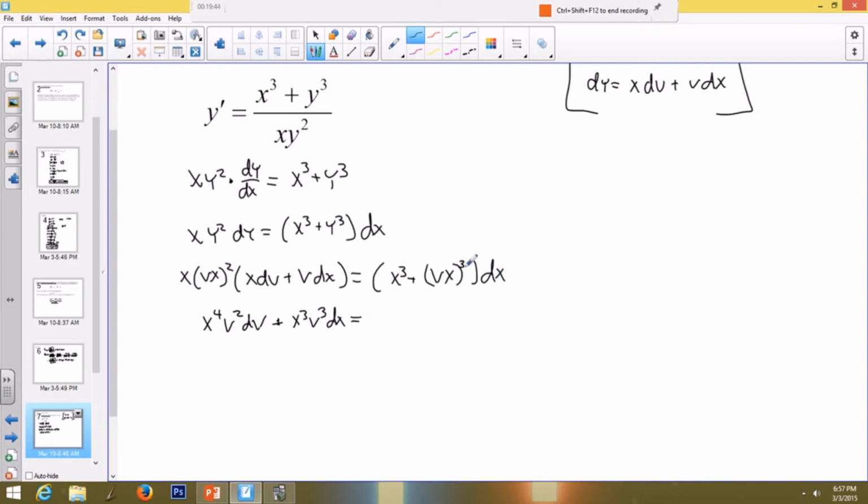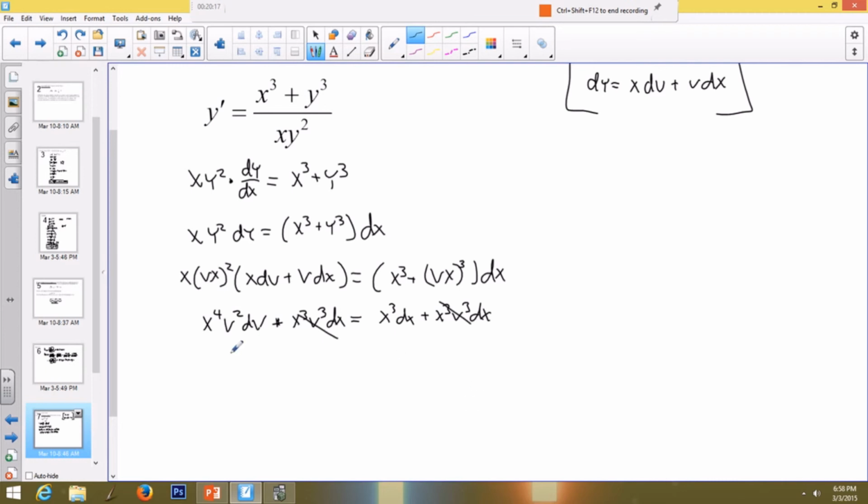And then on this side, I'm going to distribute the dx just for a step. So I've got x to the third dx plus v to the third, and let's do it in the same order that we did on the other side, x to the third v to the third dx. And what's good about this is, notice I've got a positive x to the third v to the third dx on this side, and a positive x to the third v to the third dx on this side. Those two cancel.